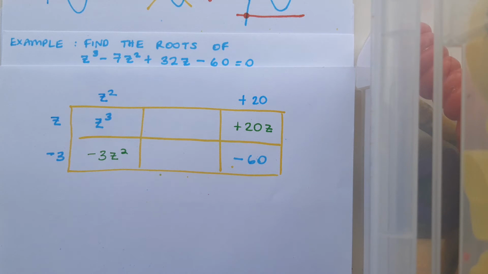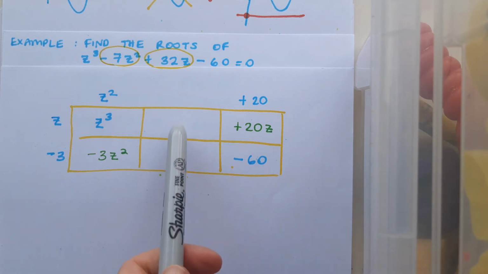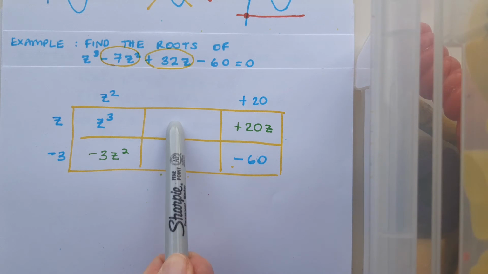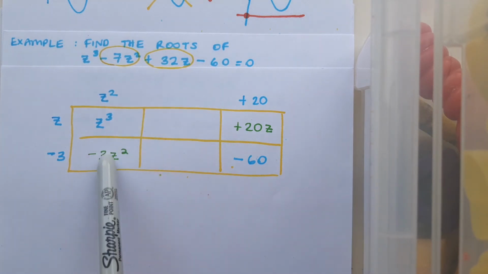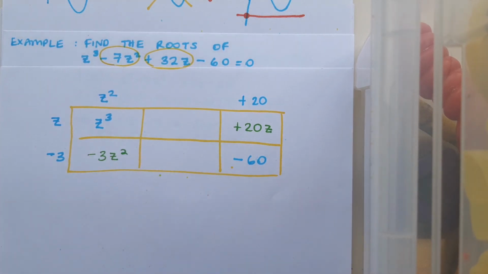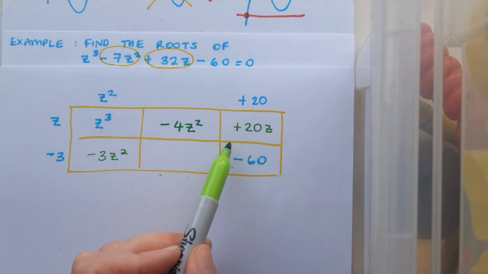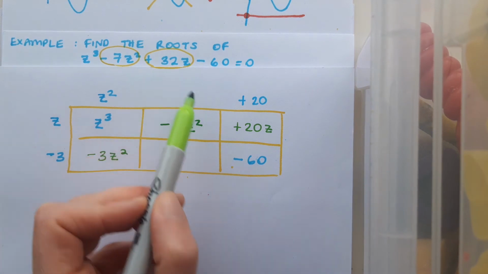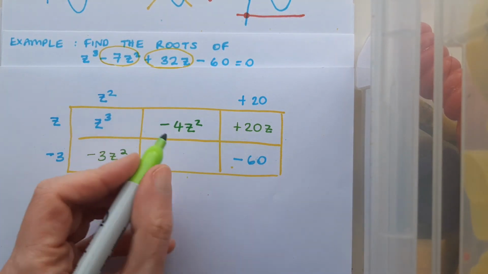And then to fill in my middle column in my array, I'm going to go back and have a look at the 2 middle terms in my cubic. And since like terms in the array are on the diagonal, I'm expecting this to be a z squared term as well. So I want to make minus 7z squared. I've got minus 3. I'm going to need minus 4. And similarly, I want to make 32z using these 2 diagonals. So this must be plus 12z.